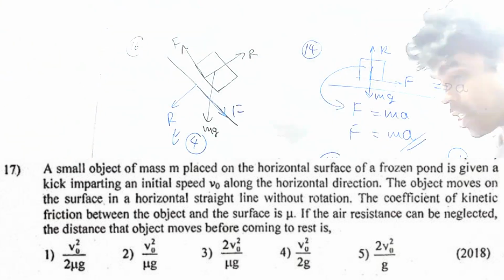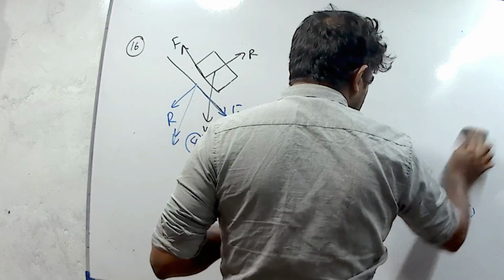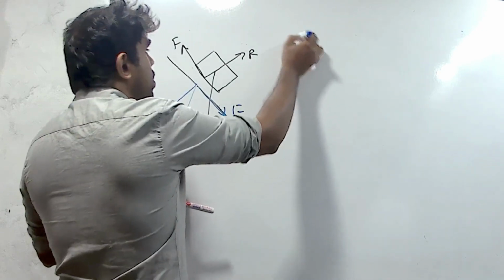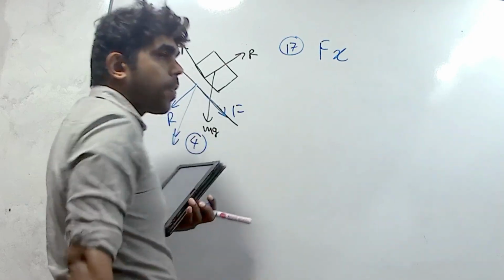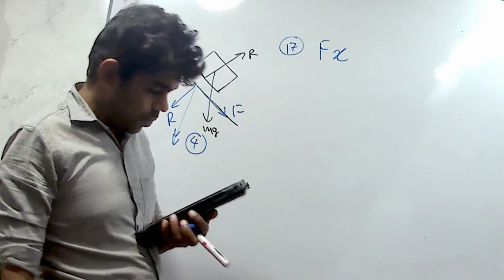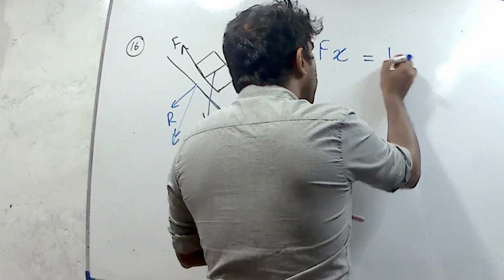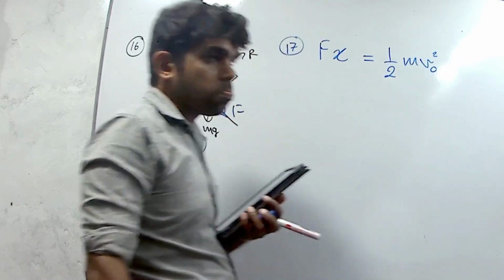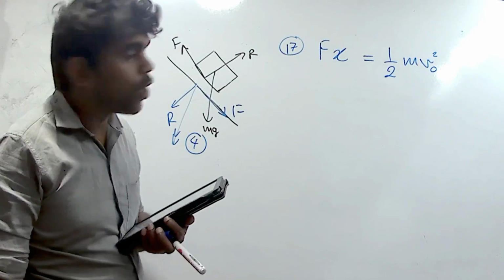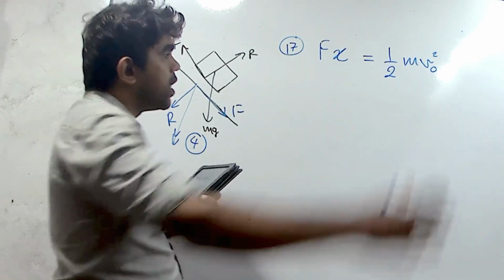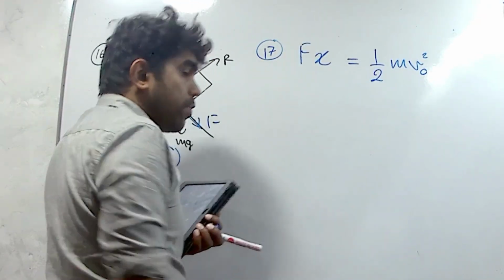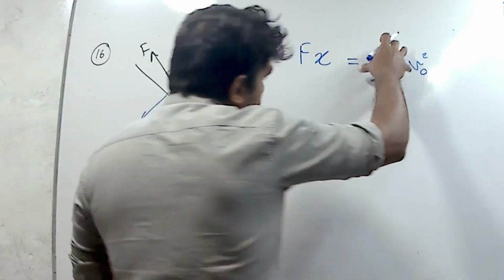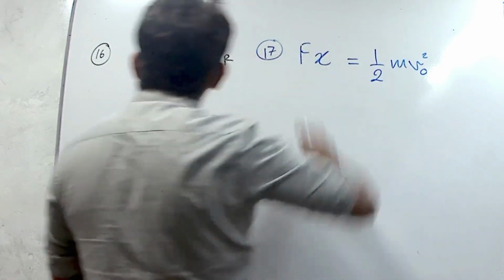We have to consider the work done against the frictional force. It means frictional force into distance should be equal to the initial kinetic energy of the object, half m v naught square, according to the conservation of energy. This is the initial energy, this is the energy lost. Finally, the object has no kinetic energy, therefore the total kinetic energy of the object should be lost due to friction.